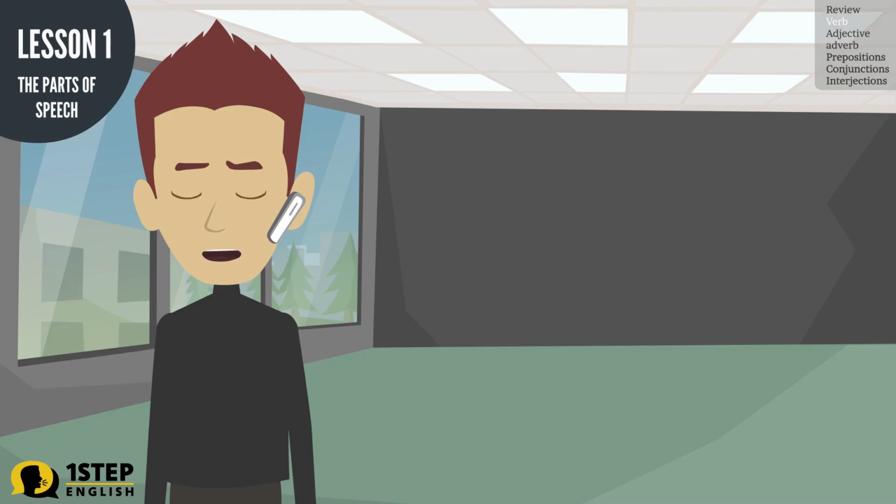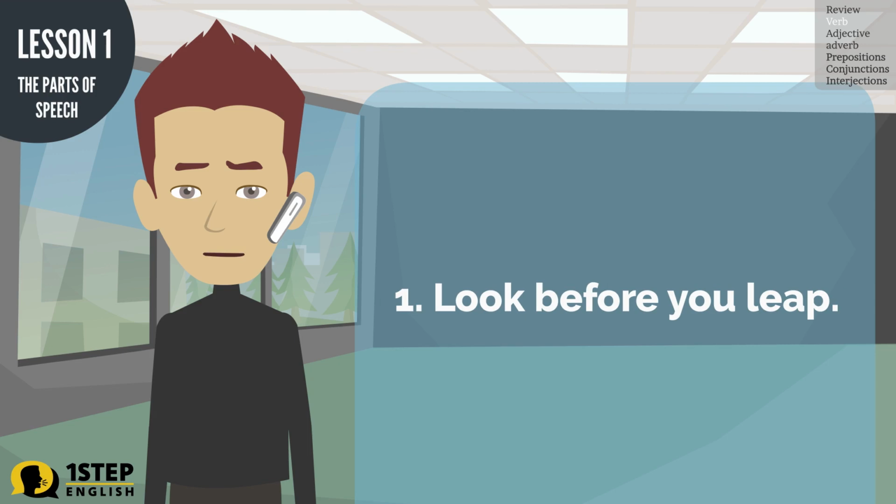Underline the verbs in the following sentences, putting one line under helping verbs and 2 lines under base verbs. Note, only underline verbs that are functioning as verbs. 1. Look before you leap. Check your answer. Look before you leap. The words look and leap function as base verbs of the sentence.